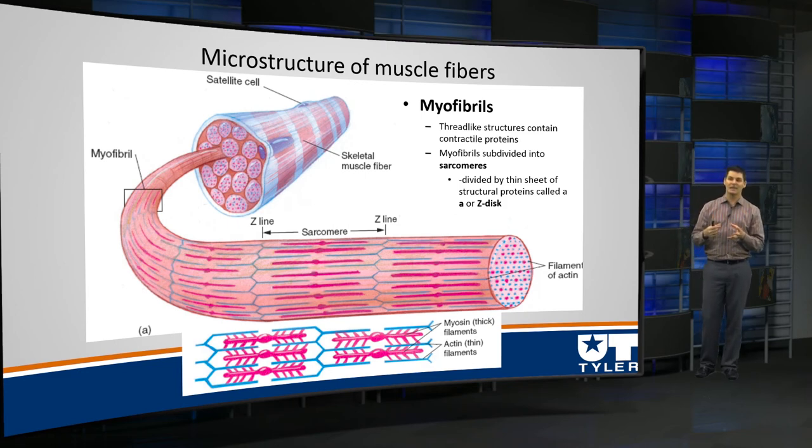The sarcomere is often called the functional unit of skeletal muscle. Why? That's because as we work into how a muscle contracts, this is the part that's actually shrinking, getting shorter when we contract a muscle, right? So what makes up a sarcomere? A sarcomere is essentially divided into two parts by looking at thick and thin filaments. Our thick filaments are called myosin, and our thin filaments are made up of actin.